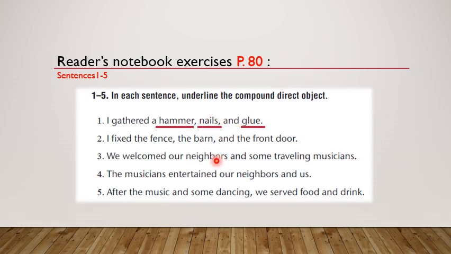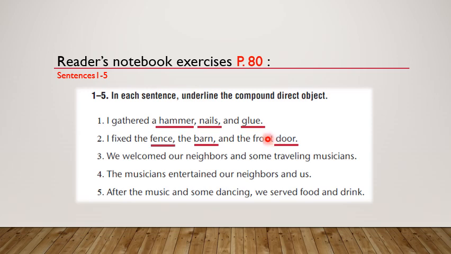Move to number 2. I fixed the fence, the barn, and the front door. Ask yourself, where is the verb? That's correct. The verb is fixed. Then ask yourself, what did I fix? The fence, the barn, and the front door. So we underline fence, barn, and door.